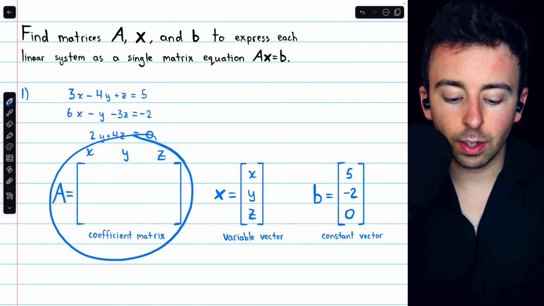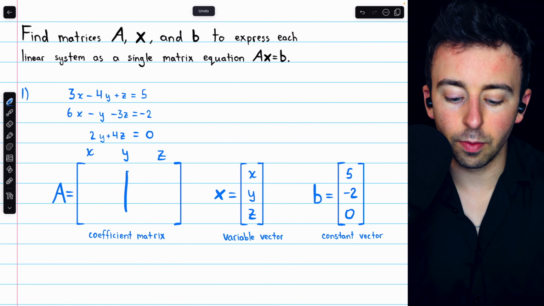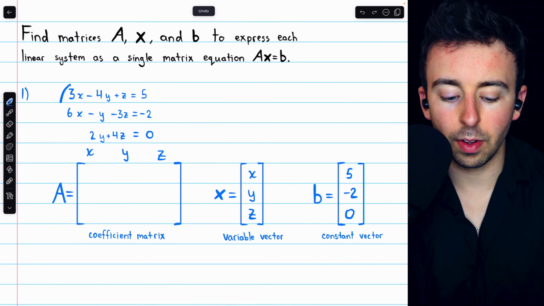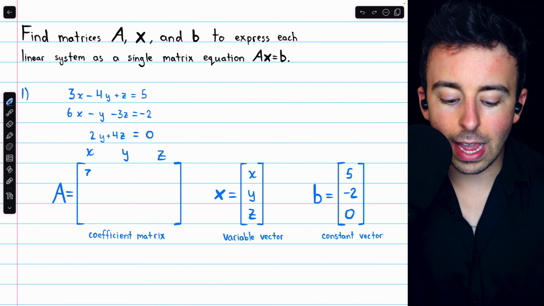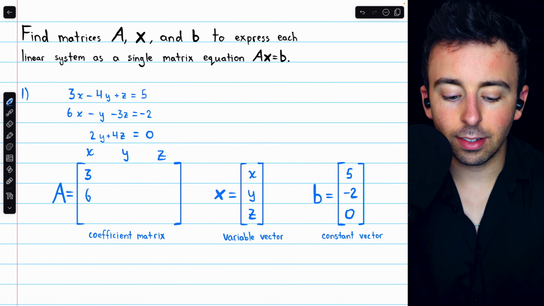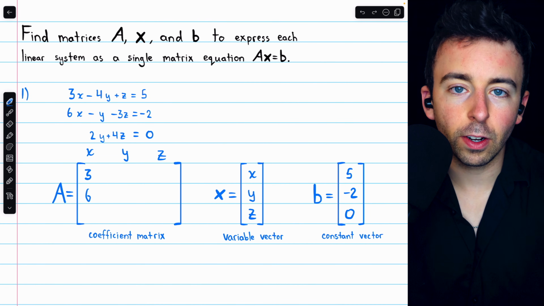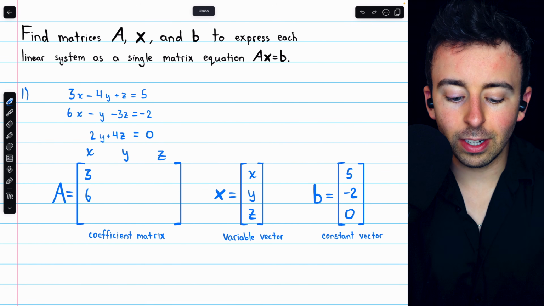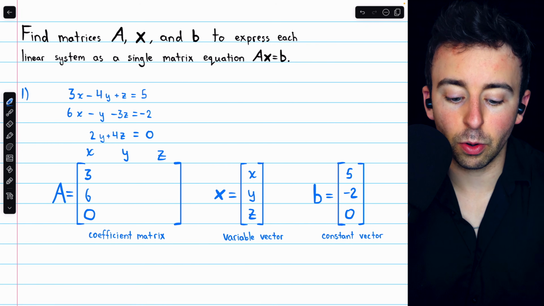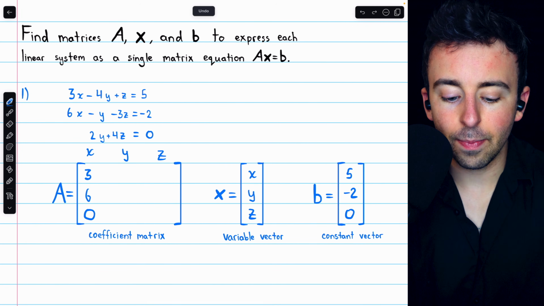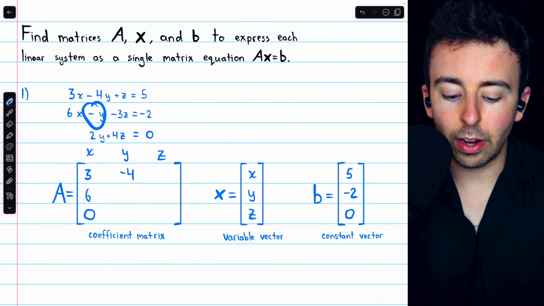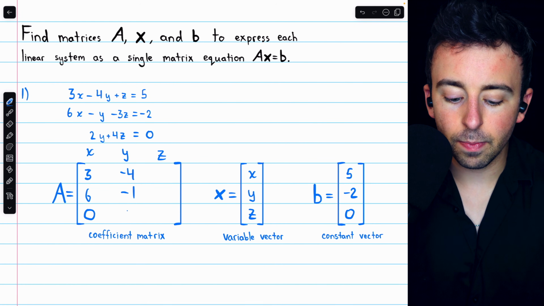Finally, the coefficient matrix needs to contain the coefficients of the variables. So in this first column, which stores the coefficients of our first variable, x, we have 3, the coefficient of x in the first equation, and then 6, the coefficient of x in the second equation, and then in the third equation you should notice there is no x, and so we'll put a 0 there. That's the coefficient of x in the third equation. Similar thing for y. In the first equation, the coefficient of y is -4. In the second equation, the coefficient of y is -1, and so on.